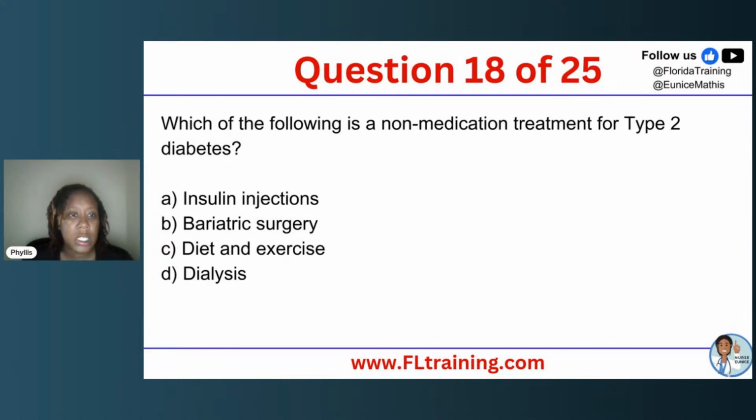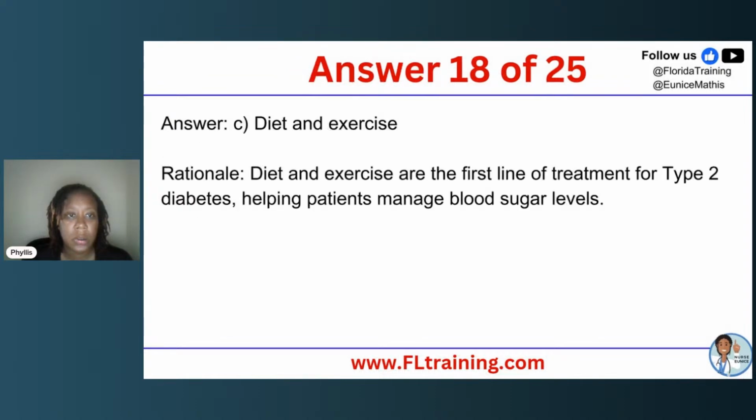All right, let's go ahead and reveal the answer. If you chose C, you are absolutely correct. Diet and exercise. Diet and exercise are the first line of treatment for type 2 diabetes, helping patients manage blood sugar levels.